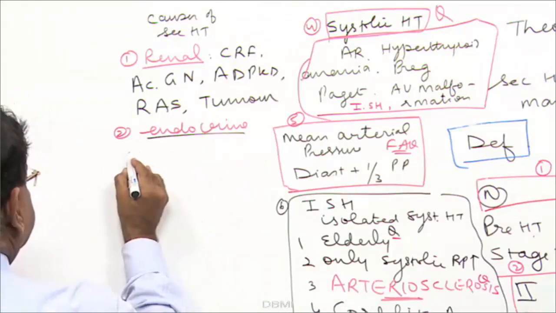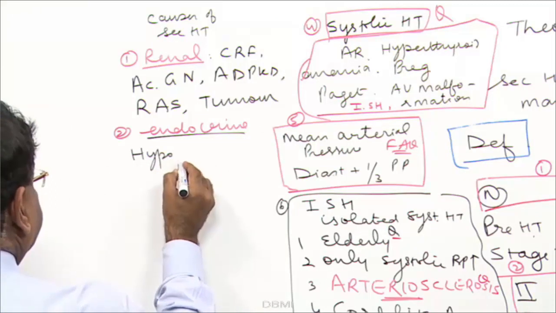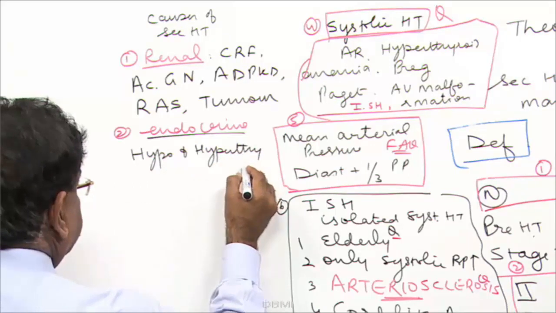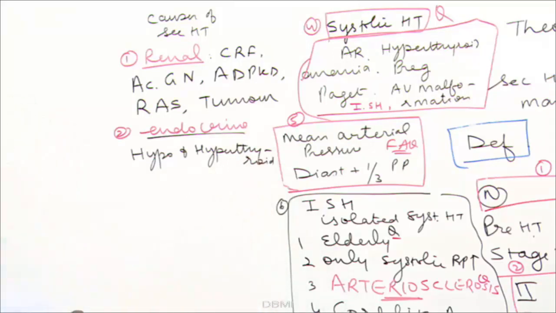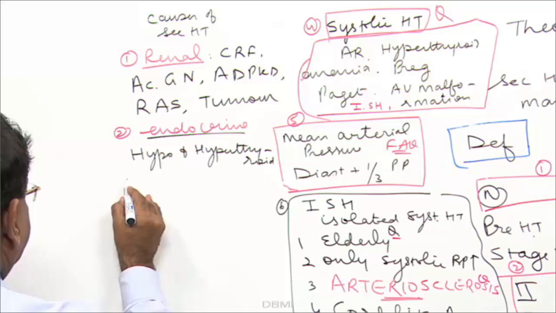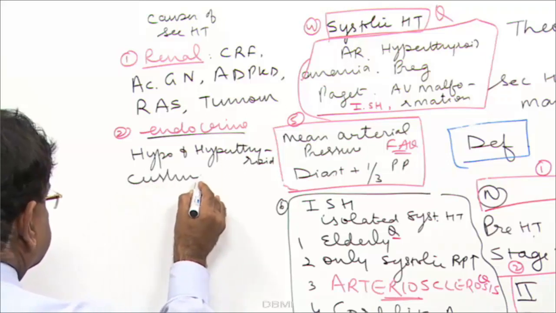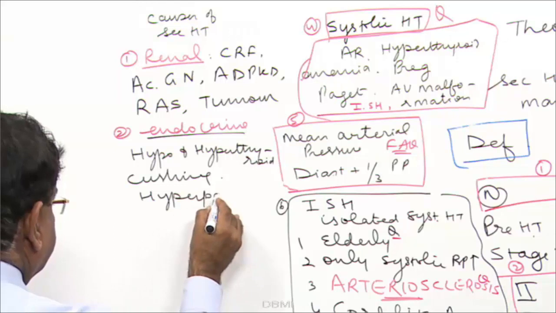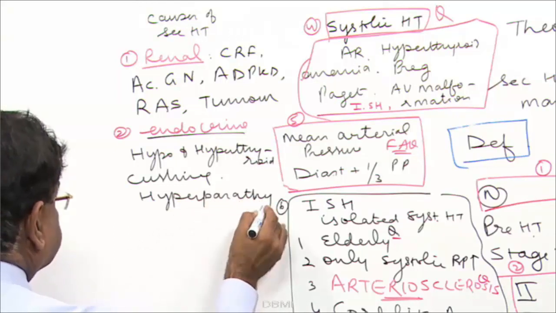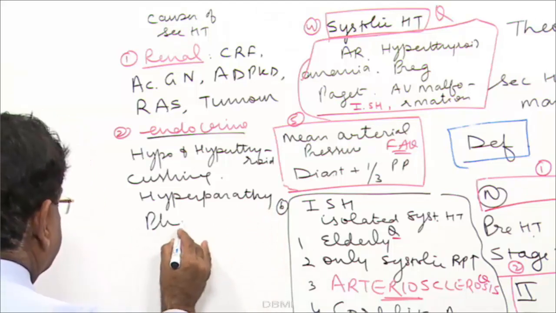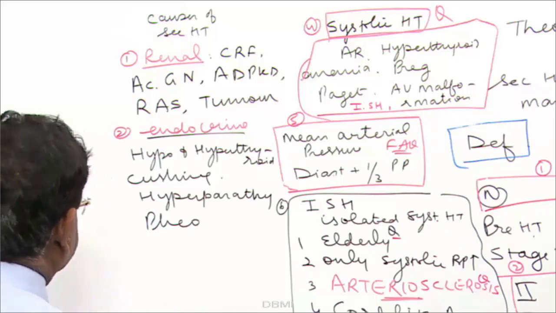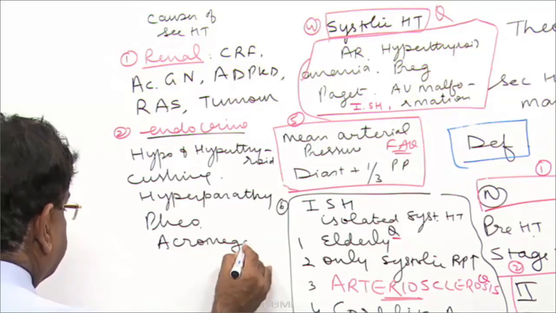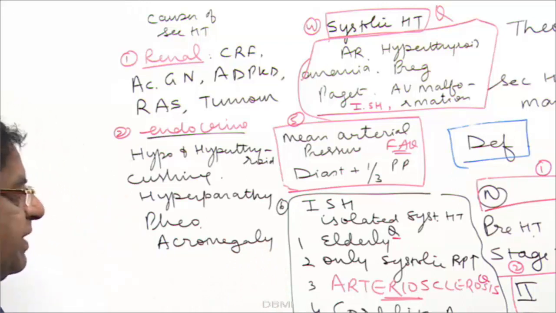Endocrine causes. They include hypo and hyperthyroid. They also include Cushing disease. It also includes hyperparathyroid, pheochromocytoma, acromegaly. Okay, in these we have hypertension.